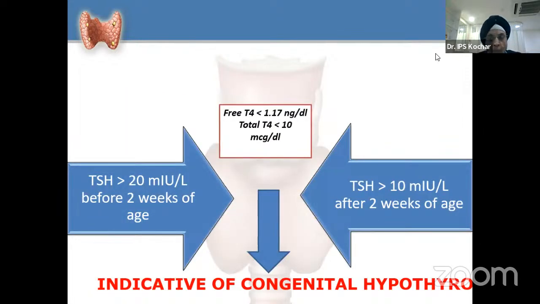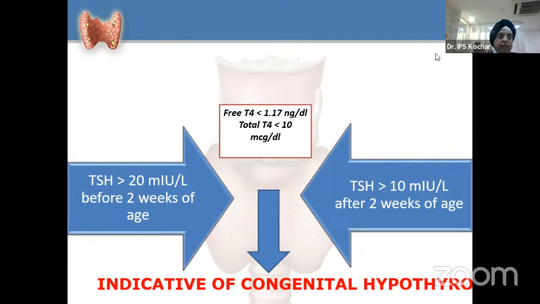Now, what do we mean by congenital? Congenital means the baby is born with the hypothyroidism issue. If the TSH is more than 20 before 2 weeks of age, this indicates congenital hypothyroidism. If the TSH is greater than 10 after 2 weeks of age, then it is hypothyroidism. So remember this.